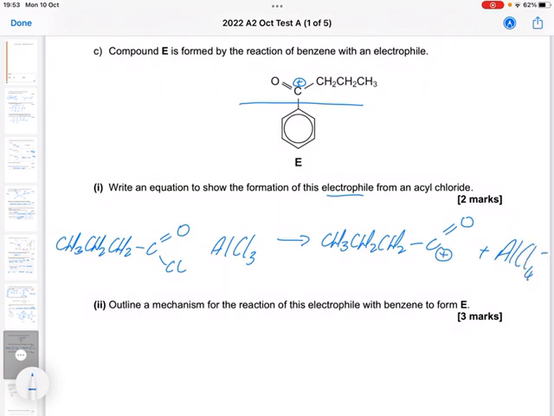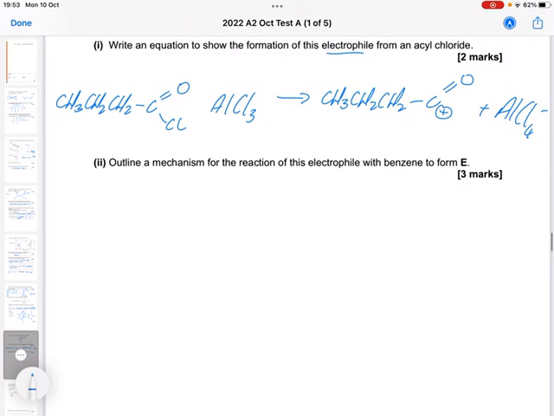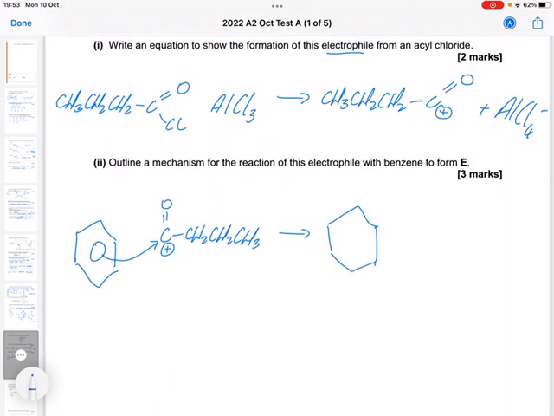The mechanism then for the reaction between that electrophile and benzene. So CO, CH2, CH2, CH3, positive charge on the carbon. Now the first arrow has to start at the ring or just within. So there's 1 mark for that arrow there. That's going to give me my intermediate. It doesn't matter which carbon I put this on. So let's put my hydrogen there and this over here.